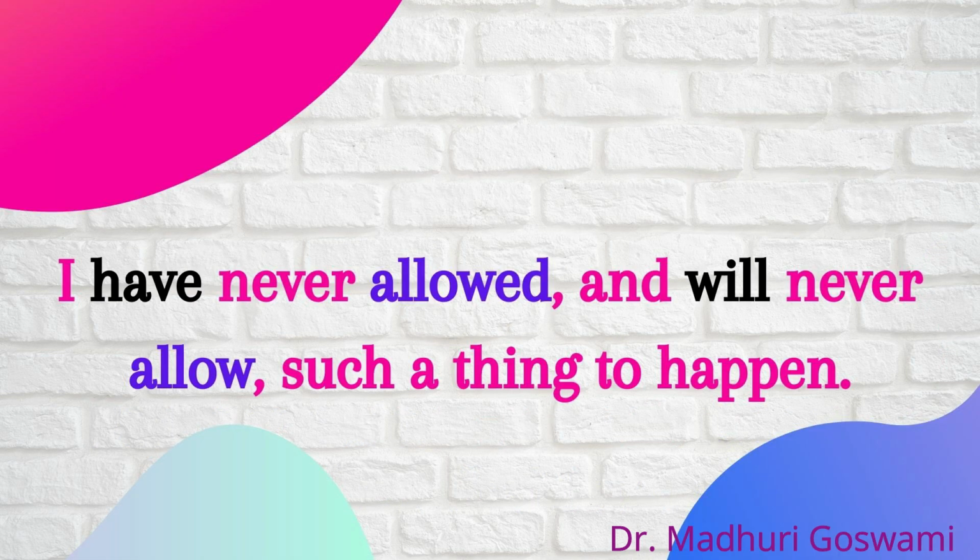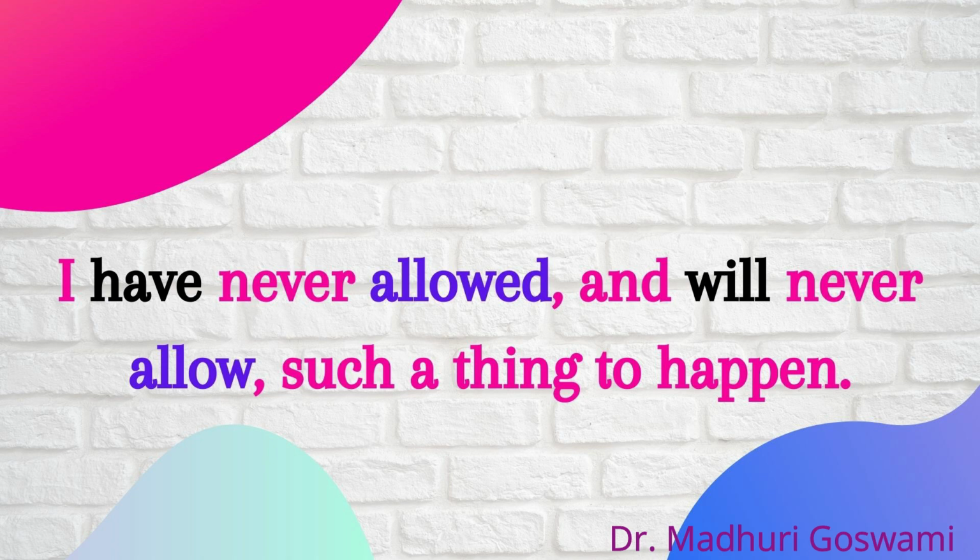Here is another example. I have never allowed and will never allow such a thing to happen. In this sentence, we have two auxiliaries and two main verbs. Why so? Why cannot we use one main verb with these two auxiliary verbs?